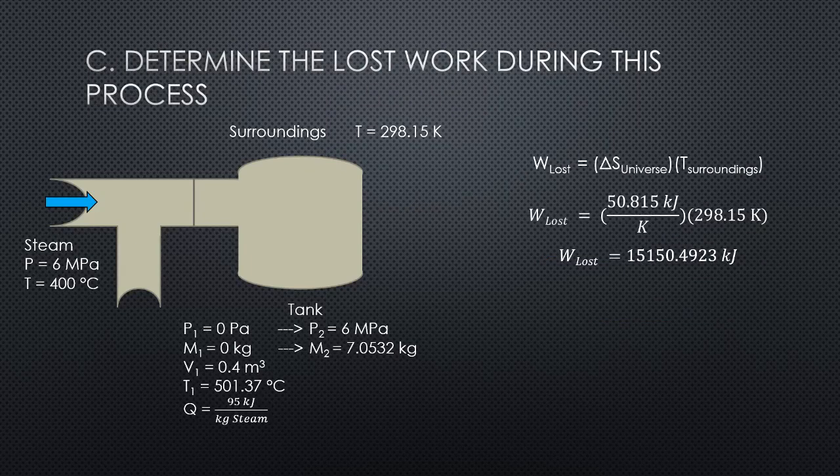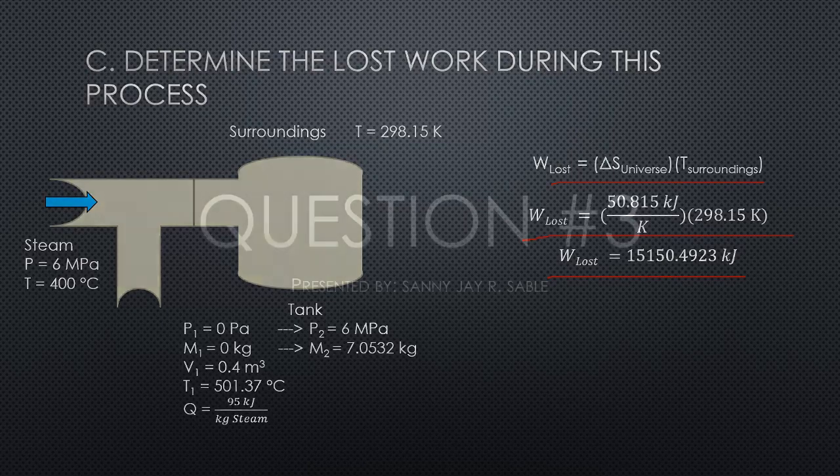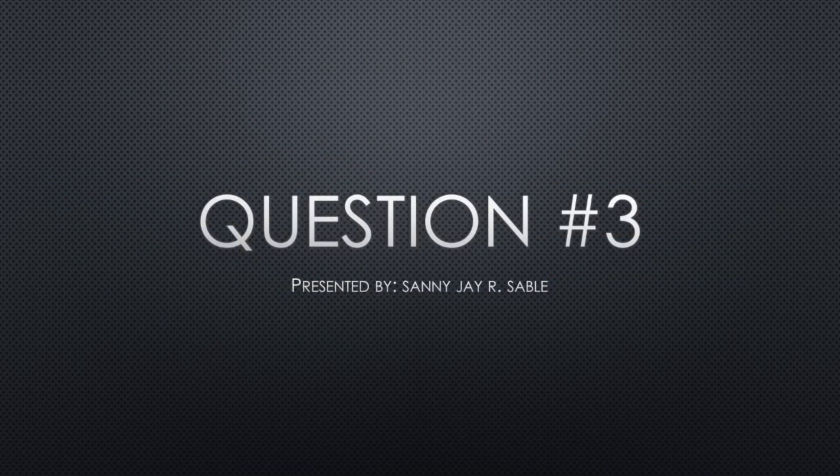C. Determine the lost work during this process. The lost work for the process can be calculated by this equation. So by multiplying the entropy change of the universe and the temperature of the surroundings, the work lost in the process is equal to 15,150.49 kilojoules. Question number 3 of the problem set.